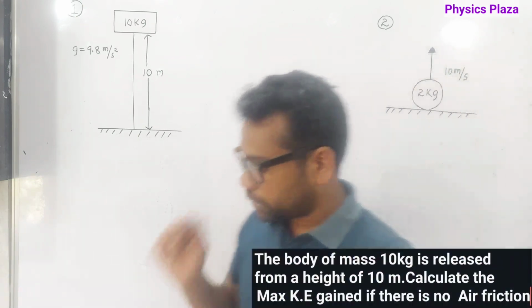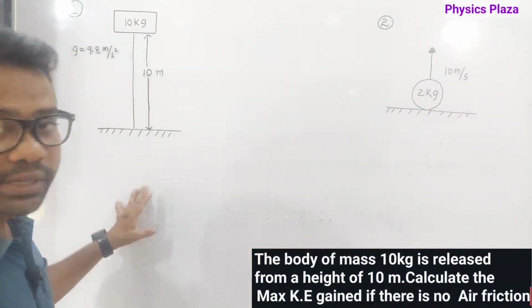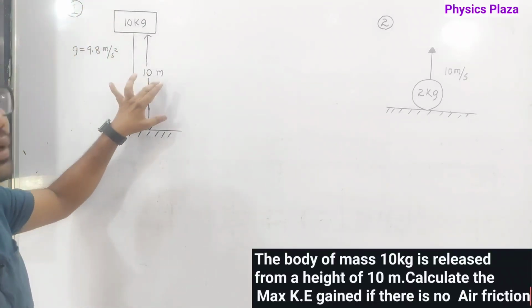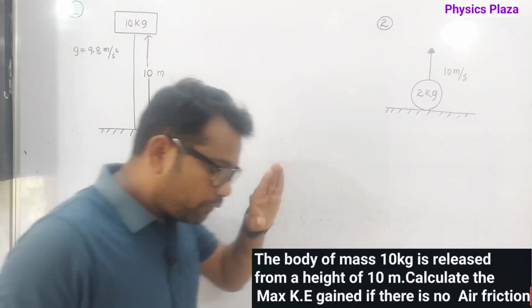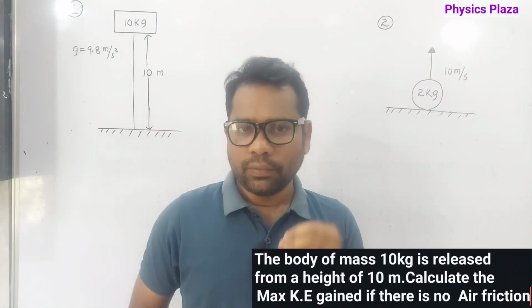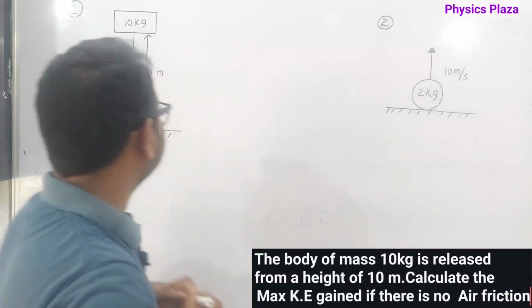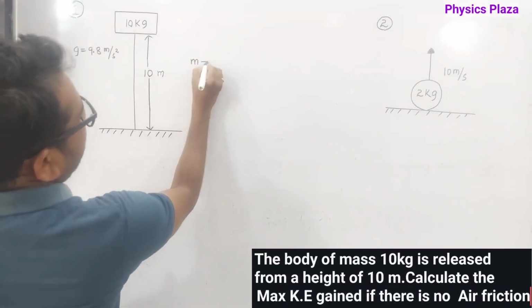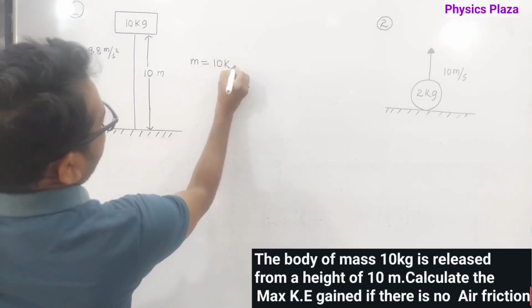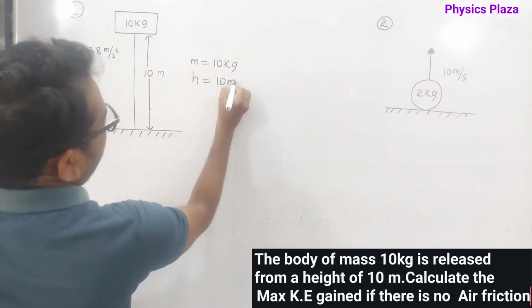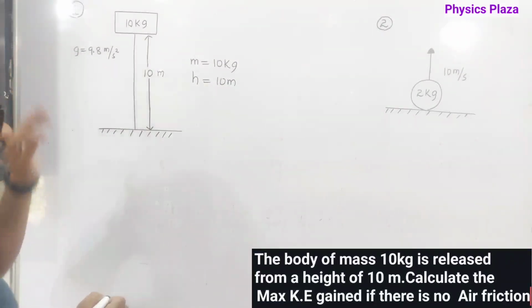As per the question, a body of mass 10 kg is left from a height of 10 meters. Then find the final kinetic energy attained by the body. First, let us write the data given. What is given actually, children? Mass is given 10 kg, and height is given 10 meters, and g is given 9.8 meter per second square.